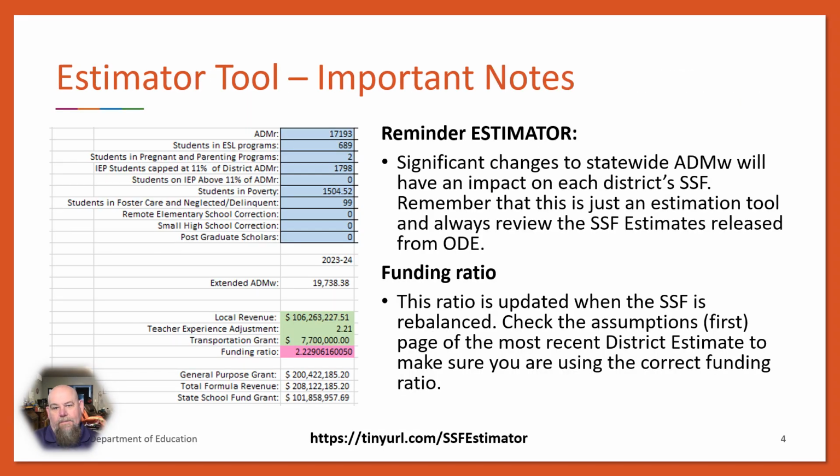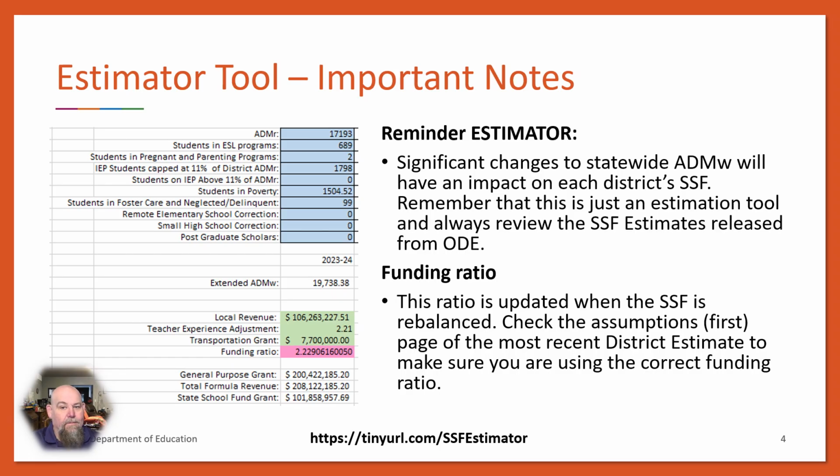This is the section of the document you will be editing. We recommend pulling your latest estimate and the latest ADMW breakout report and plugging in the numbers from those documents. The blue boxes will come from the ADMW breakout report. And remember, if you have a charter school, you need to add in their data as well. The green boxes will come from the estimate.